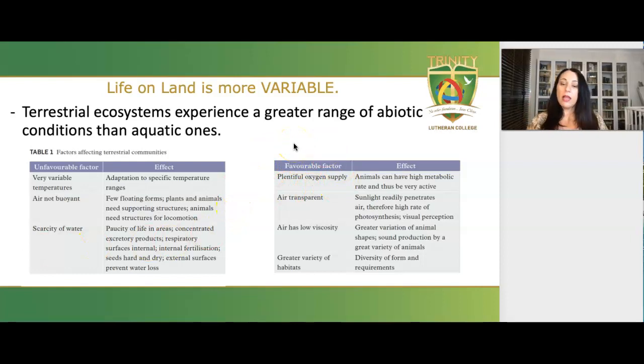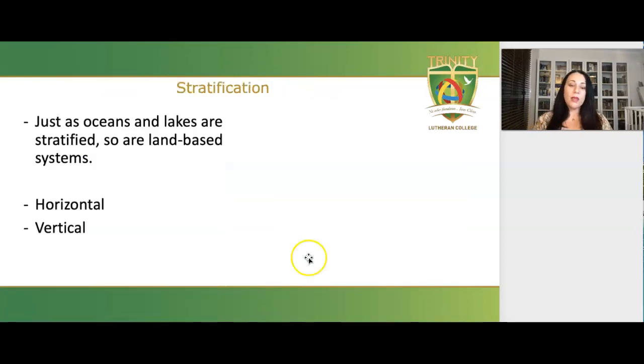Favourable factors to living on land. You've got a plentiful oxygen supply. The air is transparent, so we can see it. You can see things coming for you. The air has low viscosity, which means we can be a bigger range of shapes. We can produce sound in a greater variety, and it's the reason we can talk to each other with such varied languages and pitch and pace and pause. And we also get that greater variety of habitats, which leads to greater niche formation and overall greater biodiversity.